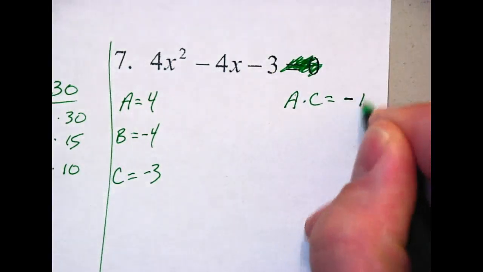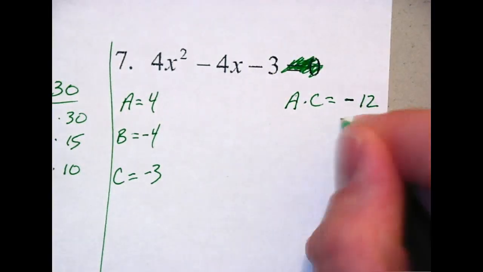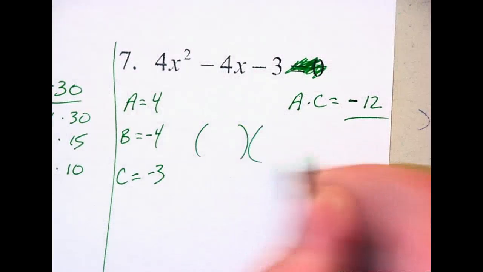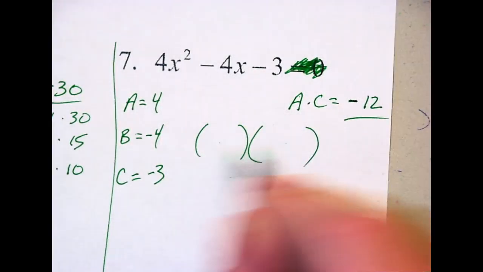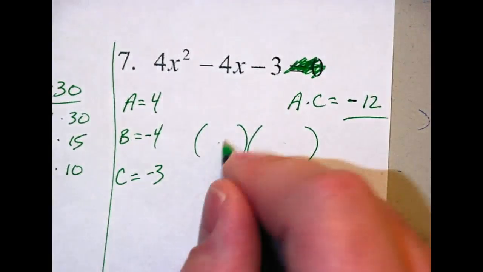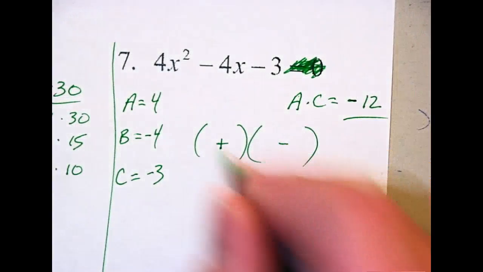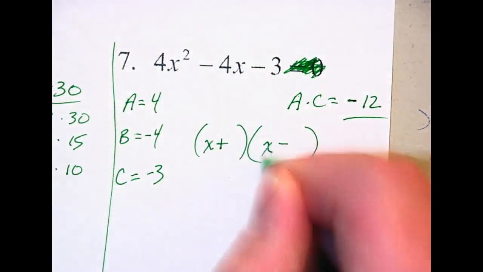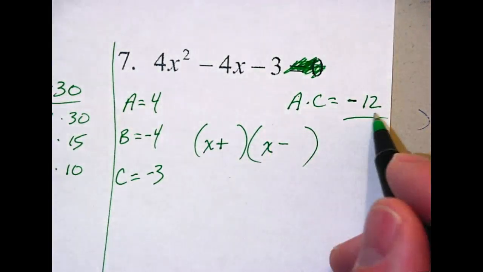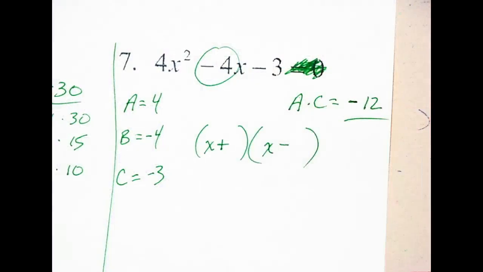This time it's negative 12, right? And so when we have a negative, what's that tell us about here? Yeah. Signs are going to be different. One's going to be plus, one's going to be minus. We're still going to have our x's. Two things that multiply to make negative 12 and add to negative 4.